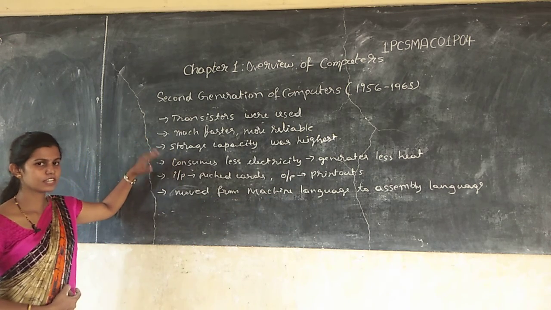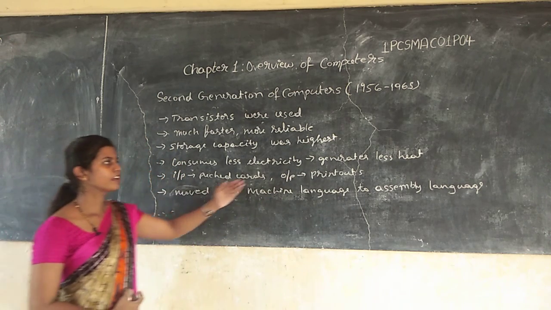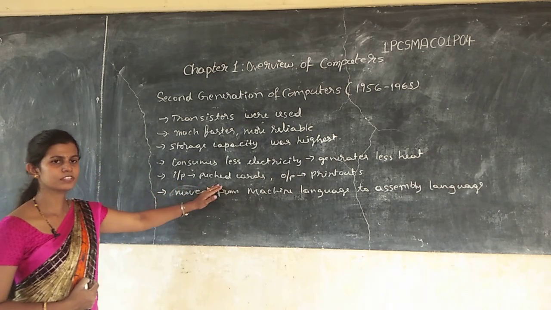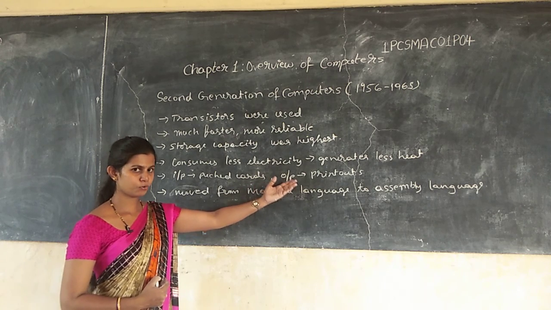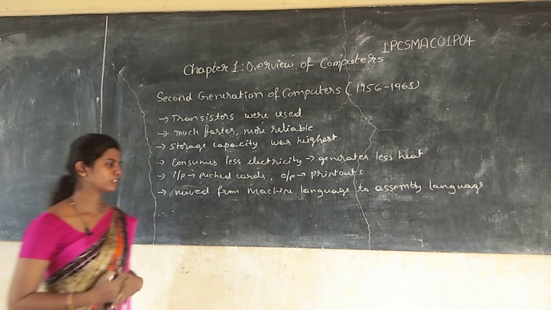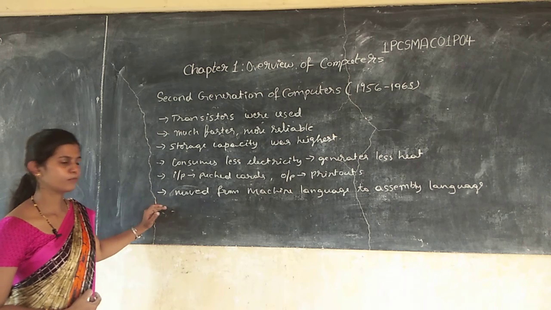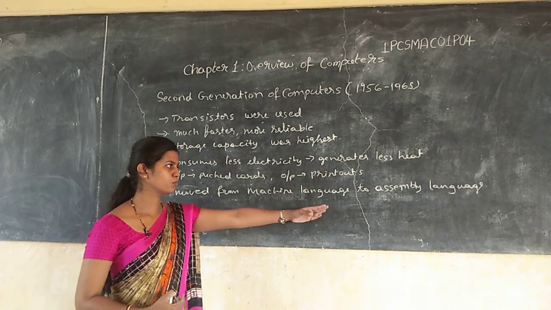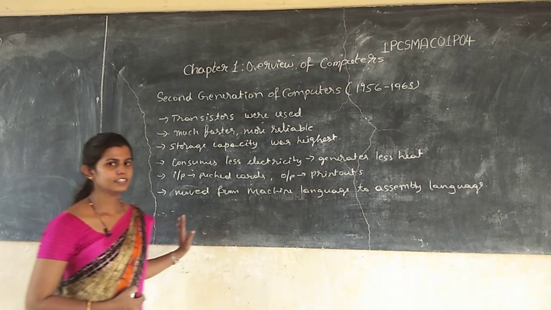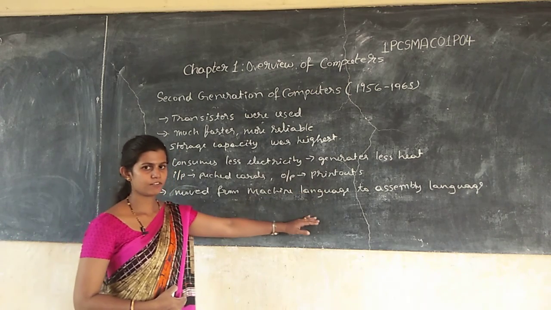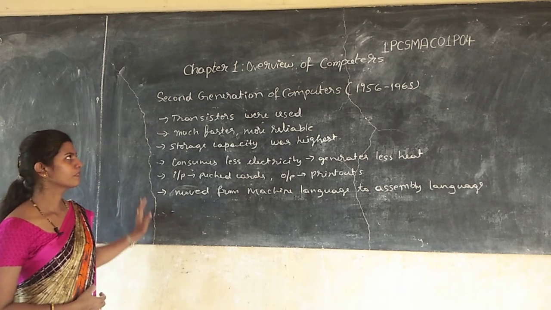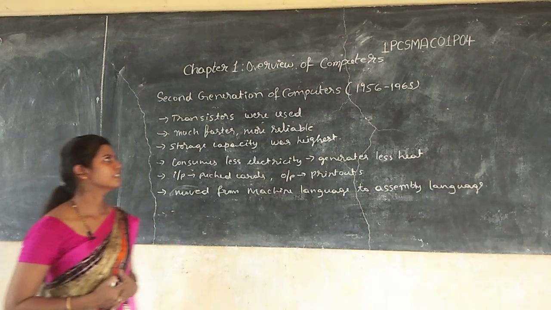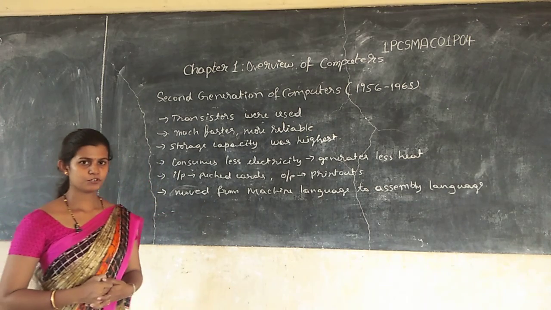Second generation computers used punched cards for input, and output is obtained by using printouts, the same as in the first generation of computers. And here these machines moved from machine language to assembly language. Here they have used assembly language, but in previous generation of computers they used machine language. So, this is about the second generation of computers.